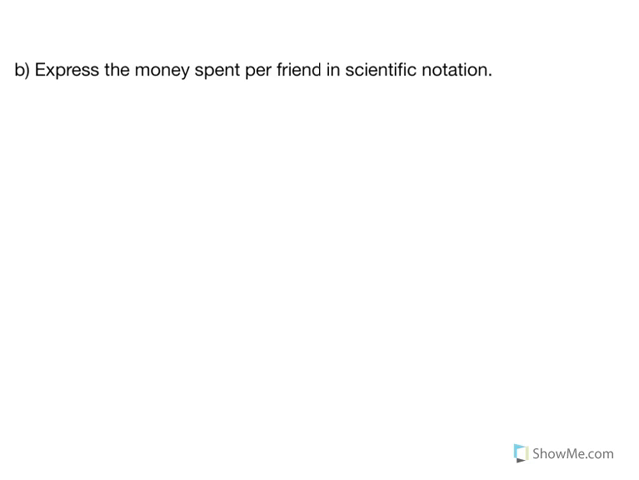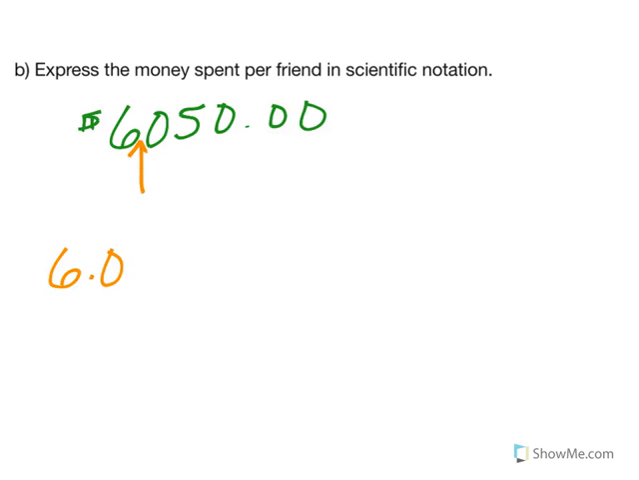Express the money spent per friend in scientific notation. Well, the money spent per friend is $6,050. So, scientific notation says my first number needs to be between 1 and 10. So I'm going to start with 6.05. And recall, our initial page did say everything to 3 significant figures. So 6.05 is 3 significant figures.